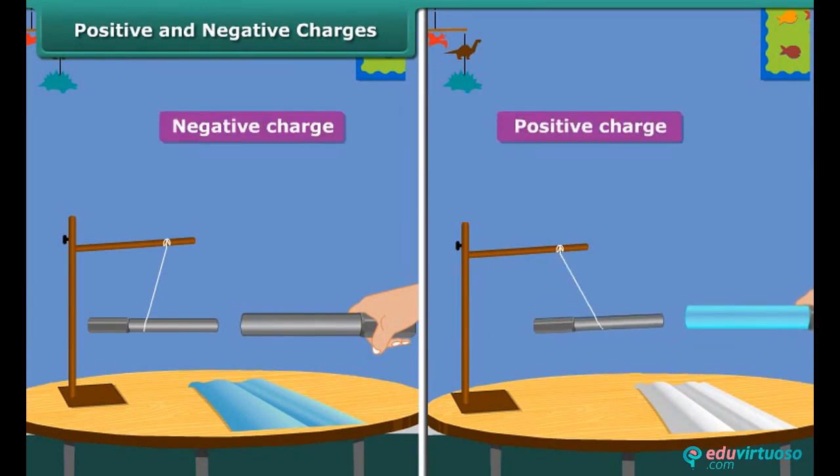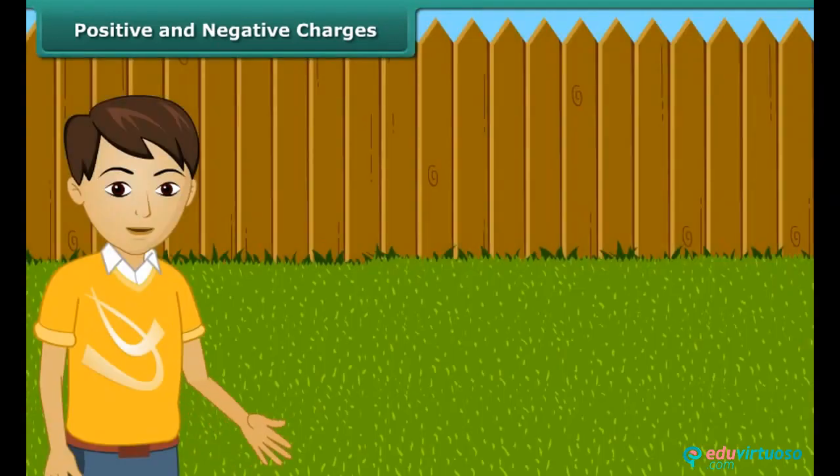The positive charge is shown by the plus sign and the negative by the minus sign. Merely as a convention, the charge on a glass rod rubbed with silk is taken as positive and that of an ebonite rod rubbed with woolen cloth is taken as negative. From the earlier activity we can conclude that like charges repel each other and unlike charges attract each other.